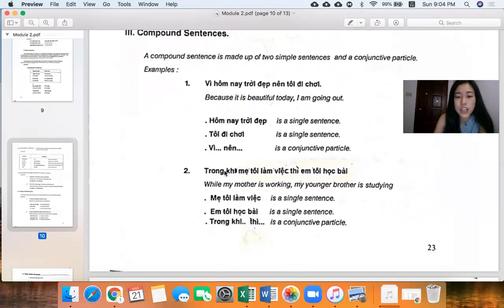2. Trong khi mẹ tôi làm việc thì em tôi học bài. In this sentence, mẹ tôi làm việc is the first single sentence. Em tôi học bài is the second single sentence. Trong khi thì is a conjunctive particle.